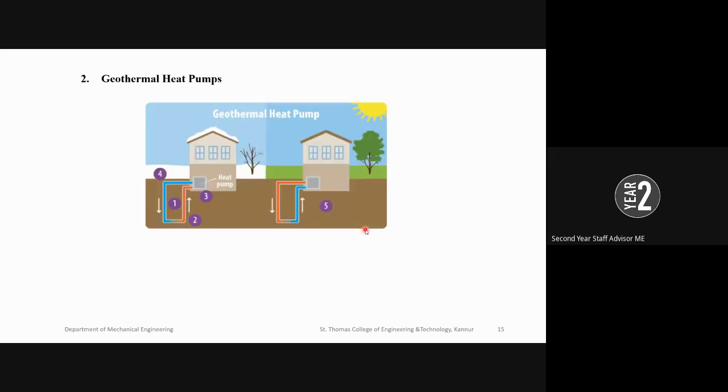Okay, so in the case of a geothermal heat pump, we will be utilizing the energy from the underground itself. That is, we will be using a working fluid. It may be water or some refrigerant. Actually, this particular system is used for heating buildings.